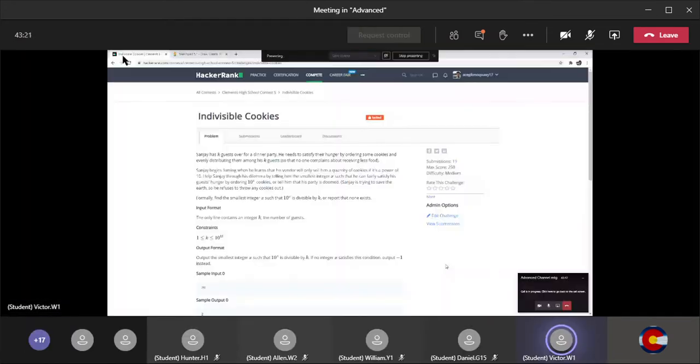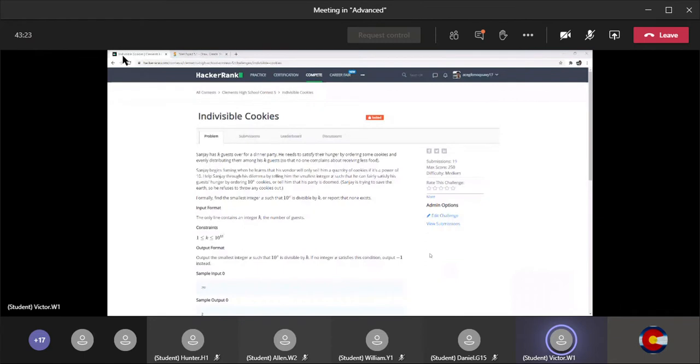Okay, so I'll be going over problem 2. Basically, in this problem, Sanjay has K guests over for a party, and then he has to buy some cookies, such that the quantity of cookies he buys is a power of 10, and then he wants to find the smallest power of 10, such that he can evenly distribute his cookies to his K guests.